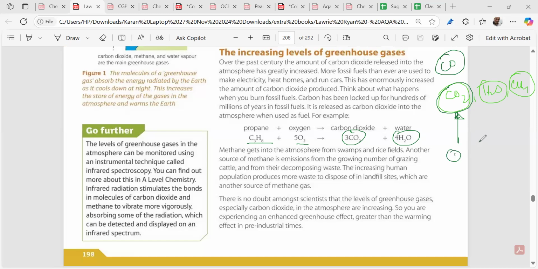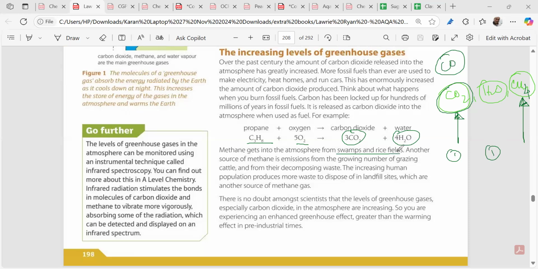Mainly we are increasing it by burning fossil fuels in cars, buses, aircraft, or in homes. Now, second, methane. Methane gas is also increasing. What are the sources of this methane gas increase? Now, underline this.